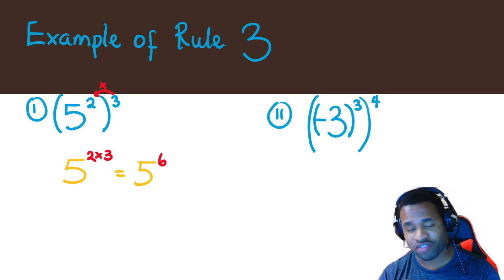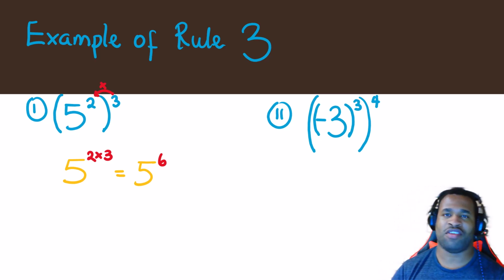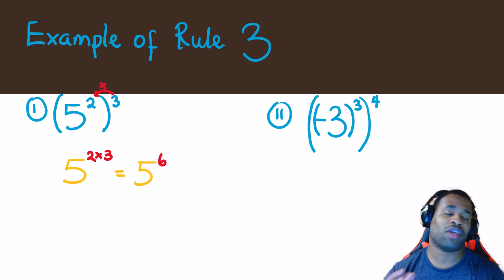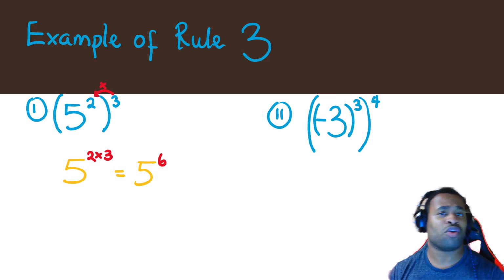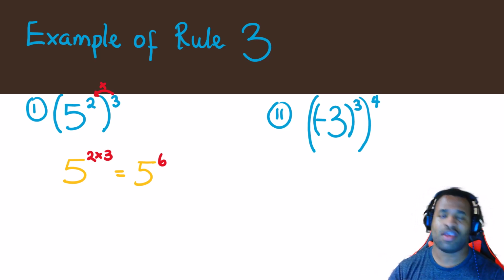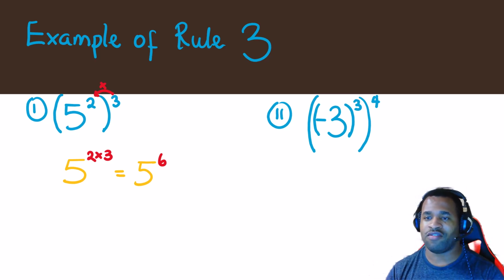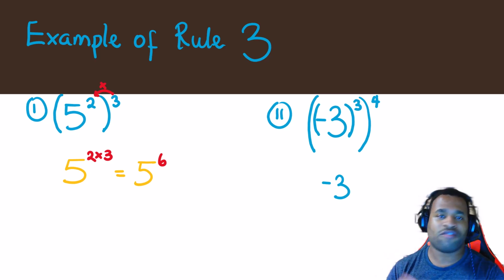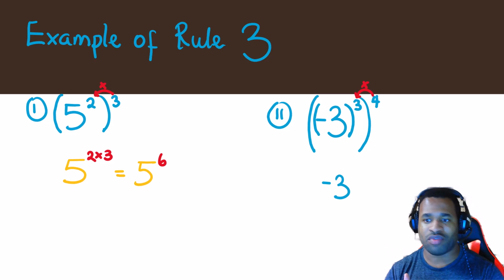Now for case number 2, we have 2 parentheses here. That means we work from the inside out, or you can say from the outside in. We remove the outside brackets first, and we keep the base, which we recognize to be -3. Our 4 is now exposed to the 3, which means we're going to be multiplying 4 by 3.